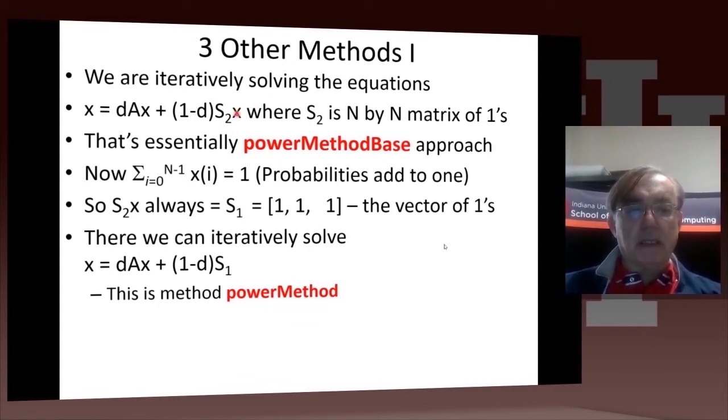They actually don't matter what X is. They're always the same, because the components of X always add up to 1. So you can actually replace this by a slightly different form. X equals D times A times X plus 1 minus D times a fixed vector S1, where S1 is always ones. So that just gives you a refinement of the method, which is what's called PAR method.